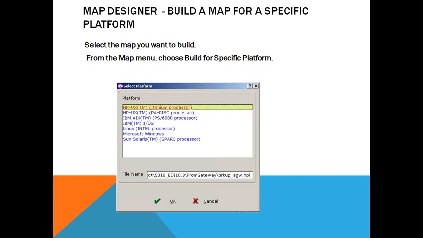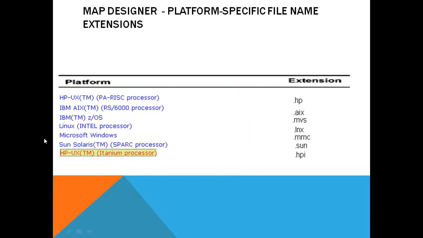If you want, a map that has to run on a different server, you can do it. For Windows the extension is .mmc, for Linux it is .lnx, for AIX it is .aix. Like that, for each platform it will create a different extension.